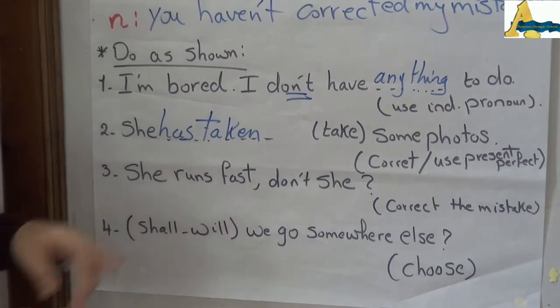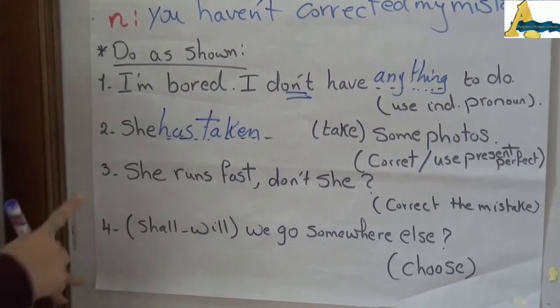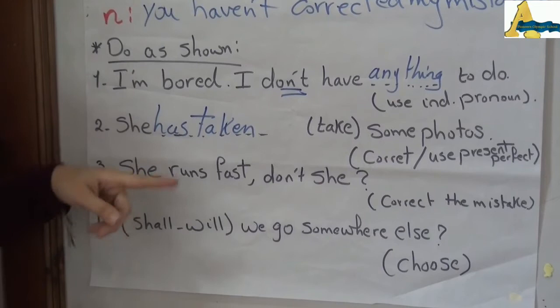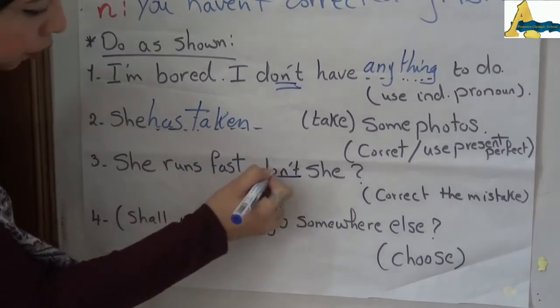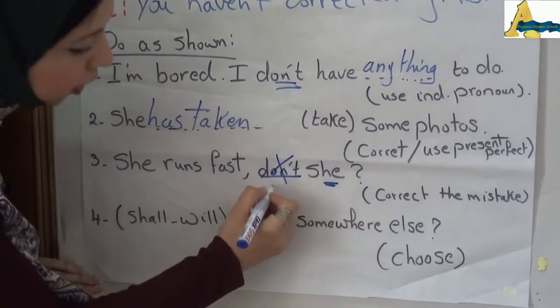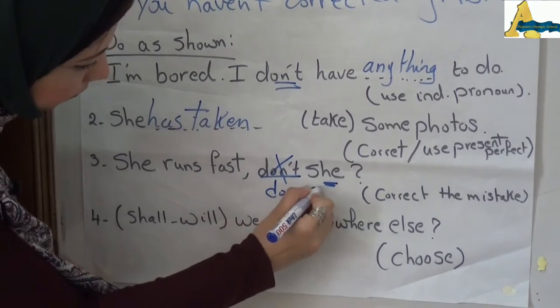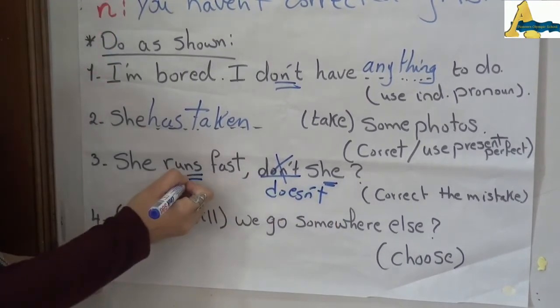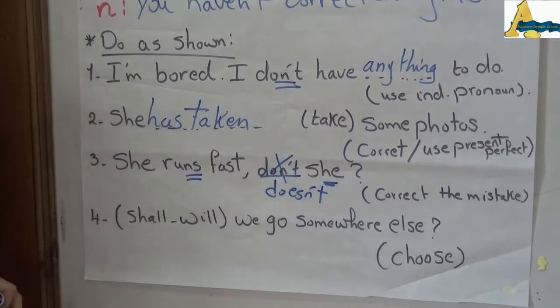Number 3, she runs fast. Don't she? Here I want you to correct the mistake. So we have to search in the sentence or in the question, where is it? Here we have don't, it's wrong because we have she, so it will take doesn't. From where did I know? From the verb here in the present tense.